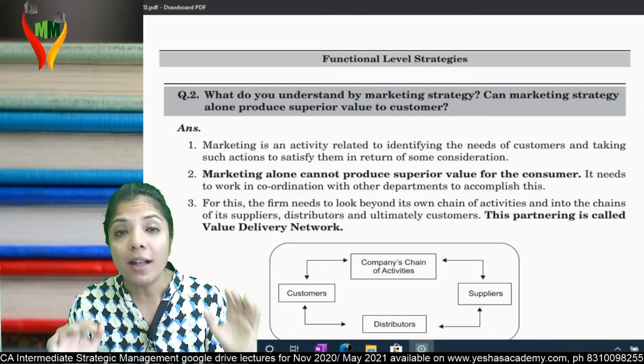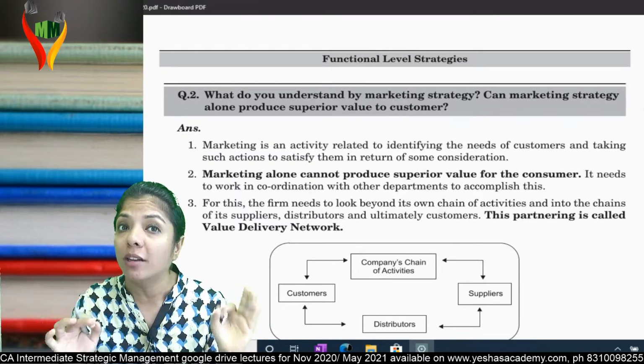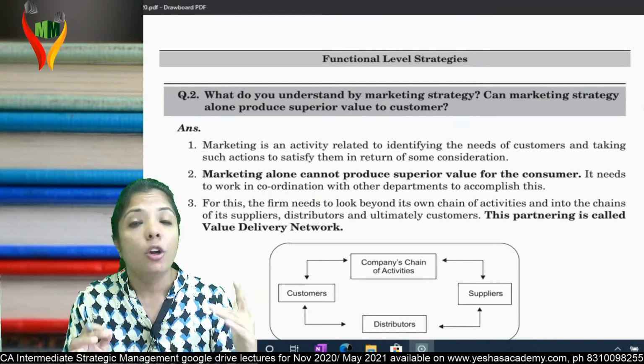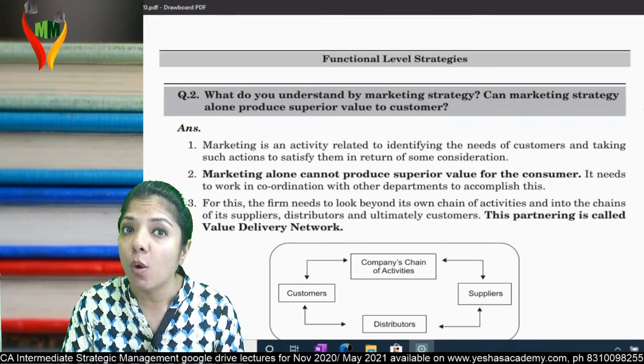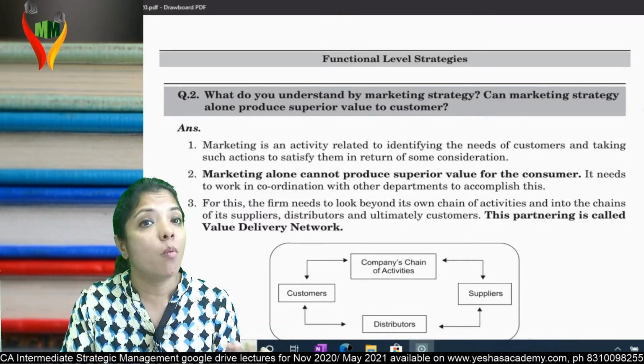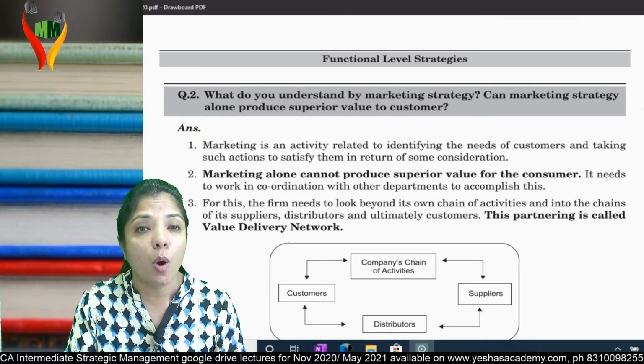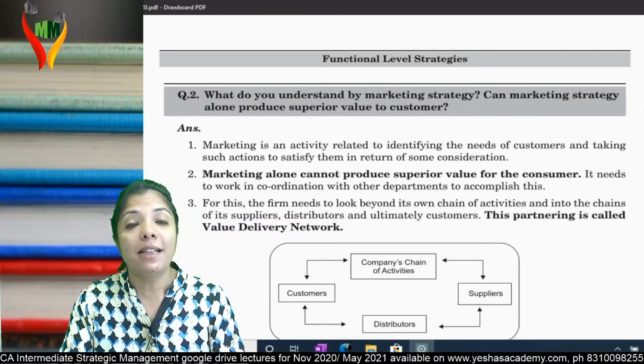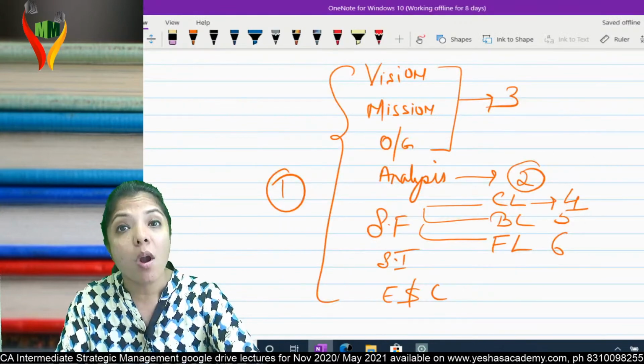Agreed. Whatever answer you have given is correct, but that's not the complete answer. You said, no, ma'am, marketing department alone cannot provide superior value to the customer, you have to work with other departments. Agreed. But this is not the complete answer. What is the complete answer?